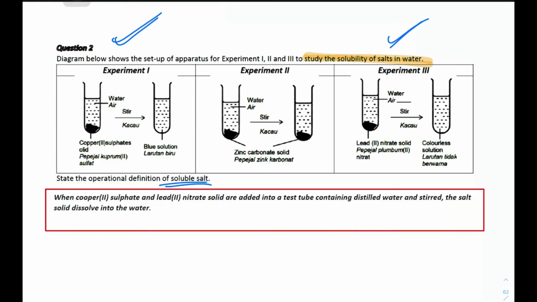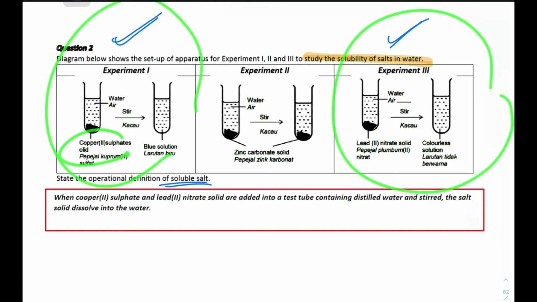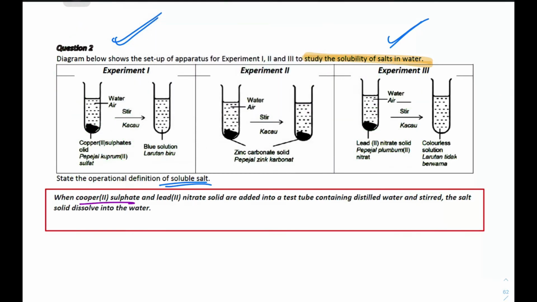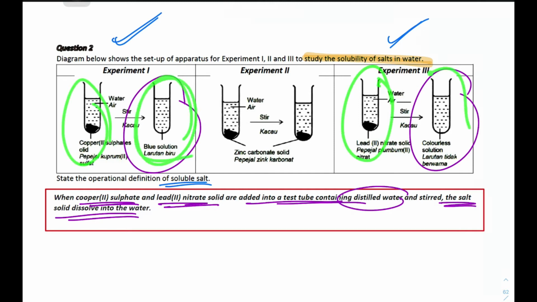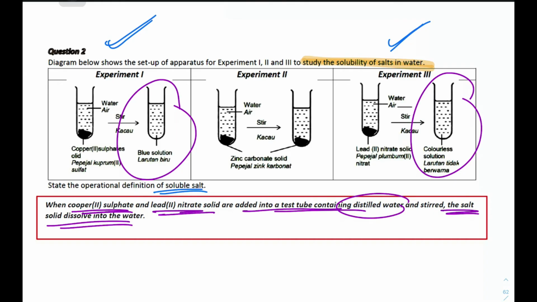First, tell them what we do. For the soluble salts, copper(II) sulfate solid and lead(II) nitrate solid, we add them into water. Copper(II) sulfate and lead(II) nitrate solid are added into a test tube containing distilled water. What happened? If they are a soluble salt, what happens? The salt will dissolve into the solution. So this is what you observe. When you put these 2 salt solids into water, they dissolve. Just like that. Next experiment.